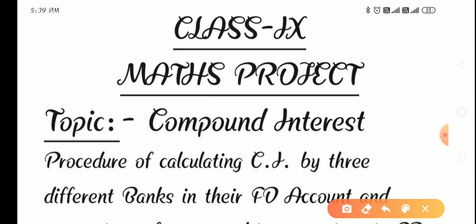So it is the time to give you holidays homework. Generally, project work is given in maths as holidays homework. So I'm going to give you a maths project as holidays homework. What project you have to make and in what way you have to make it, I'm going to explain to you.